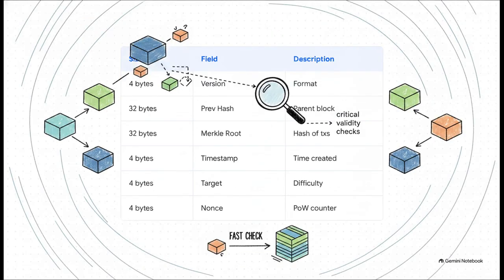So what is packed inside that tiny 80-byte header that makes it so critical? We've got the version, the previous block hash that we just talked about, a Merkle root, a timestamp, a target, and a nonce. Now what's really brilliant about this is why the header is kept so incredibly small. By compressing all the essential metadata into just 80 bytes, your own devices can perform critical validity checks almost instantly. You don't need to sit there and download a massive list of 128,000 transactions first. Honestly, it's a masterpiece of efficiency.